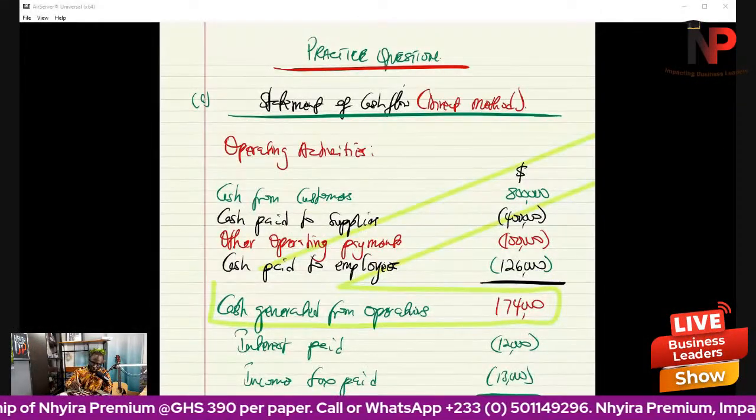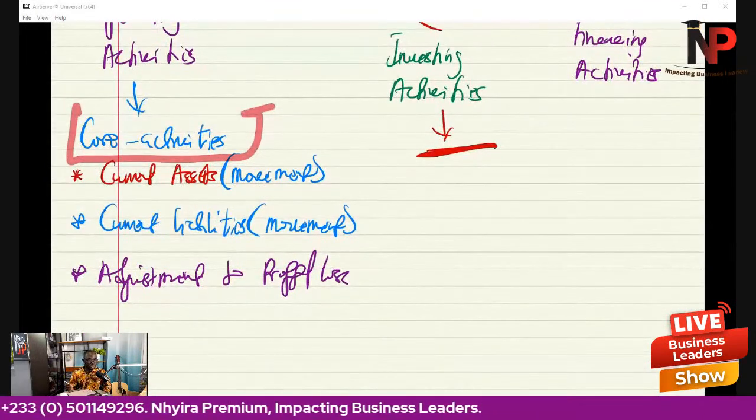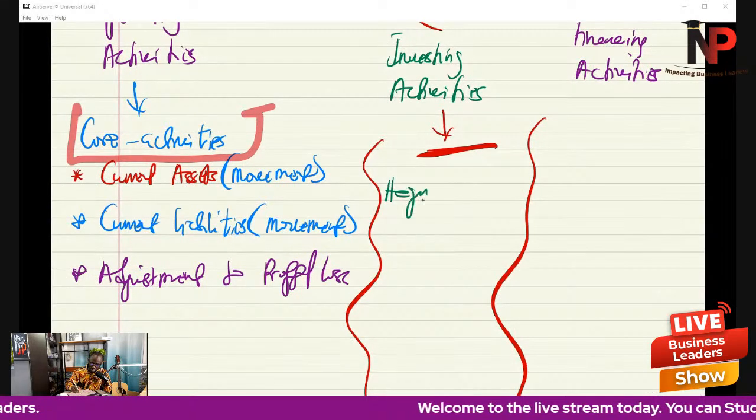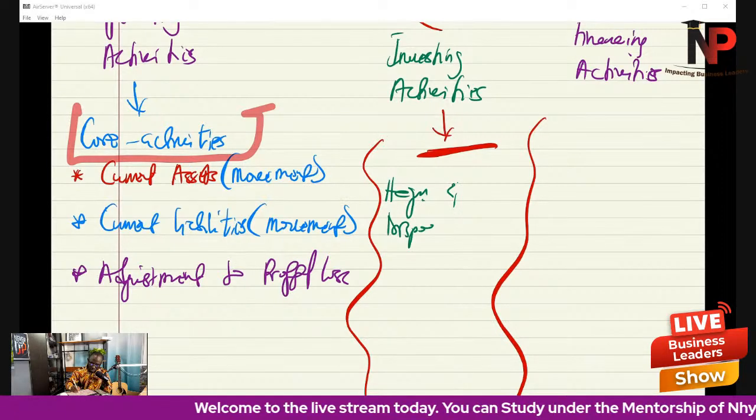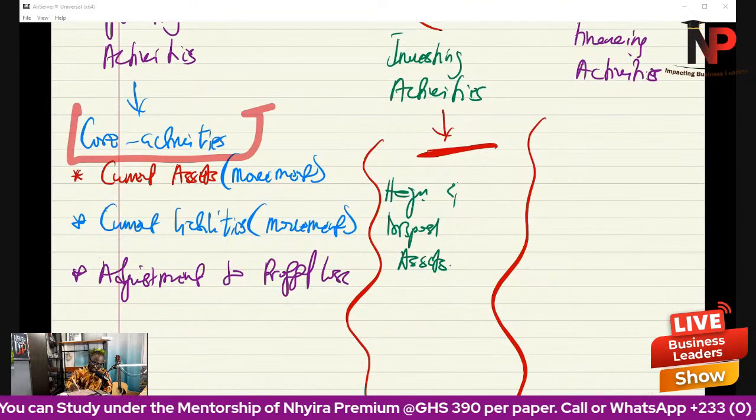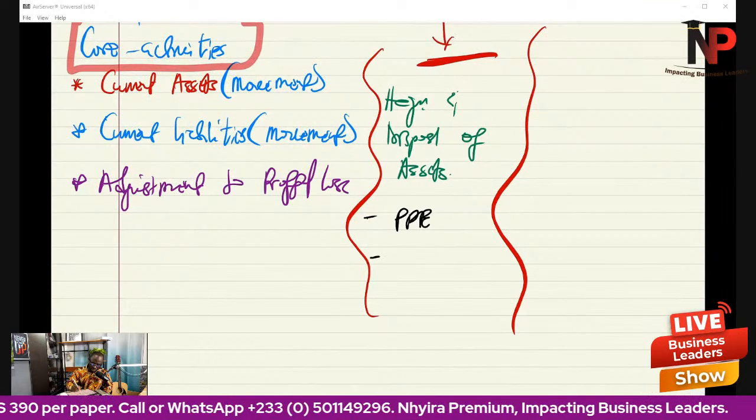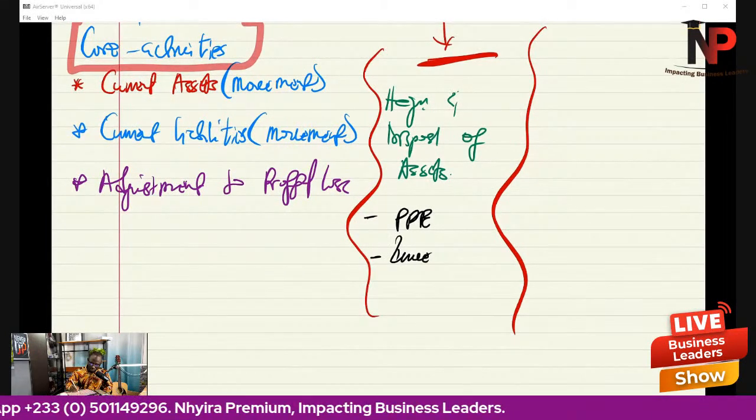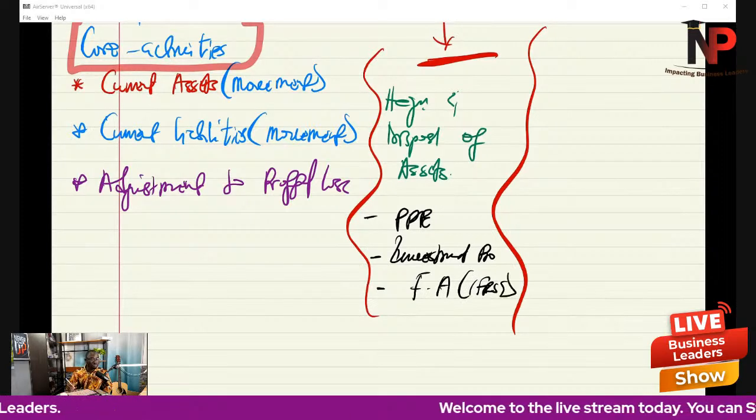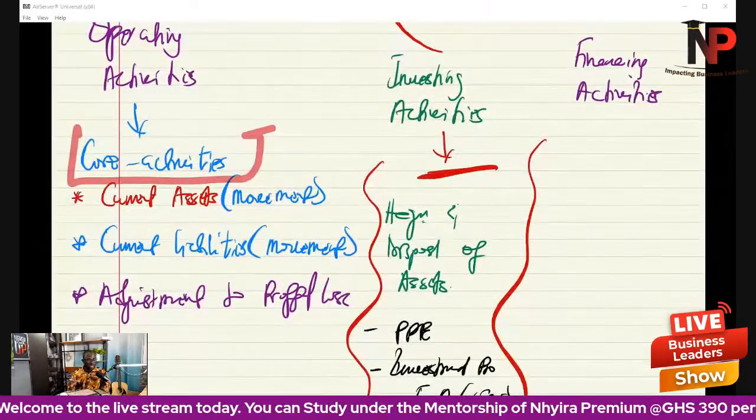Now, what I want you to take away from investing activities is that it has to do with acquisition and disposals of assets. That's what we're talking about here. Now, when we say assets here, we mean both property, plant, and equipment, investment properties, and we also mean financial assets as per IFRS 9. So all forms of assets, their disposals and acquisitions, will be covered under the cash flow from investing activities.